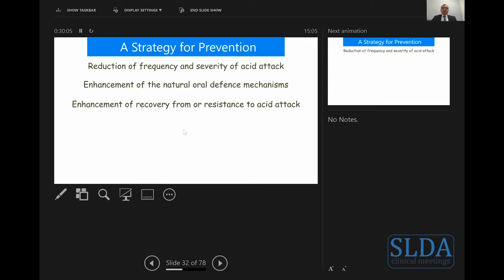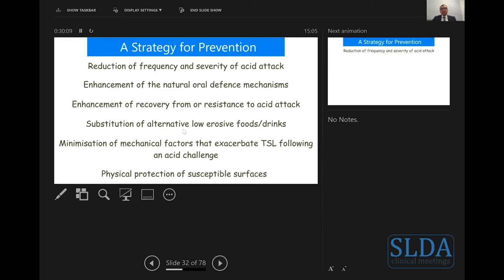And to summarize some of the prevention strategy, there's about 6 suggested by one of my contemporaries, which I'll show you in a minute, the paper itself. He suggests that 6 strategies include a strategy to reduce the frequency and severity of acid attack. And the second strategy he suggests is about enhancing the defense mechanisms. For example, the use of fluoride toothpaste or such. With fluoride toothpaste, I have certain concerns, which I'll come to in a minute.